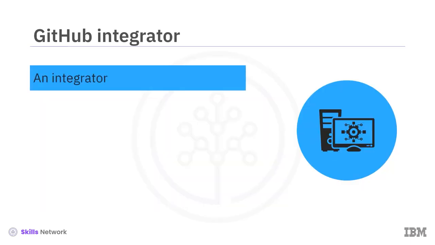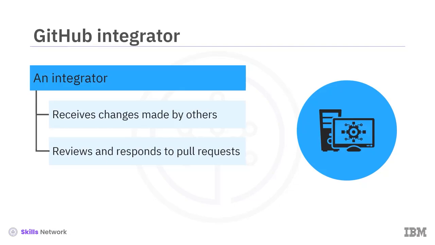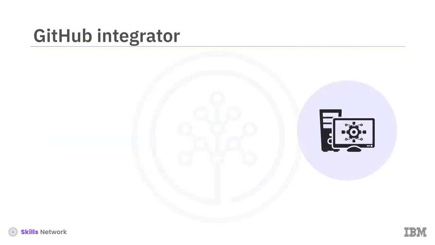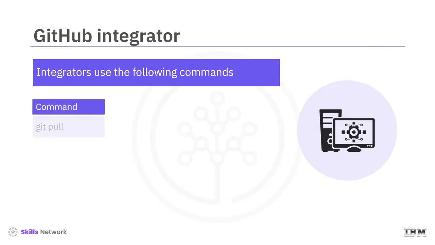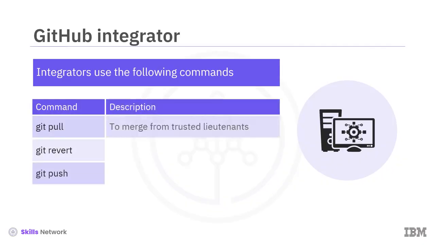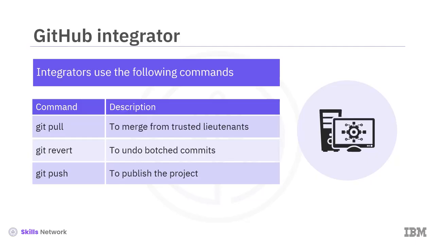An integrator in a group project receives changes made by others, reviews and integrates them, responds to pull requests, and publishes the result for others to use. Integrators use the following commands in addition to the ones needed by participants. Git pull helps you merge with your trusted lieutenants. Git revert will undo any botched commits. And Git push will help to publish the project from the local repo to the remote repo.